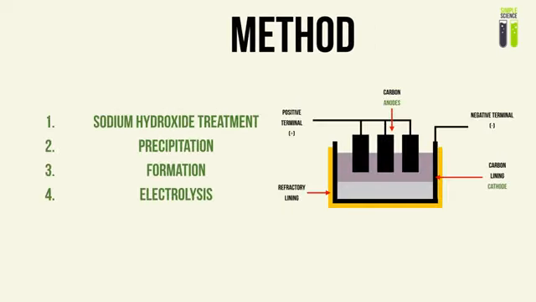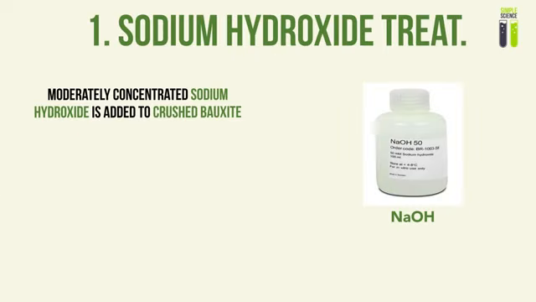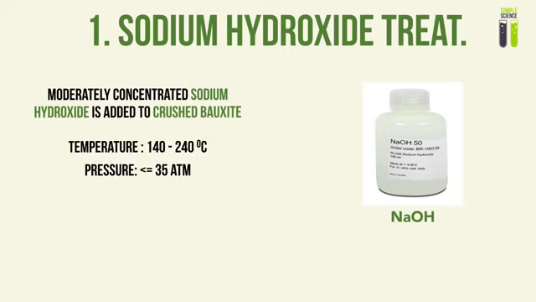The method of extracting pure aluminium from the impure bauxite ore will come through four processes. The first three processes will purify aluminium oxide before electrolysis. The first step is, from the original bauxite ore, we're going to crush the bauxite ore and mix it with moderately concentrated sodium hydroxide in conditions of 140 to 240 degrees Celsius at a pressure of equal to or less than 35 atmospheres. So it's quite harsh conditions.